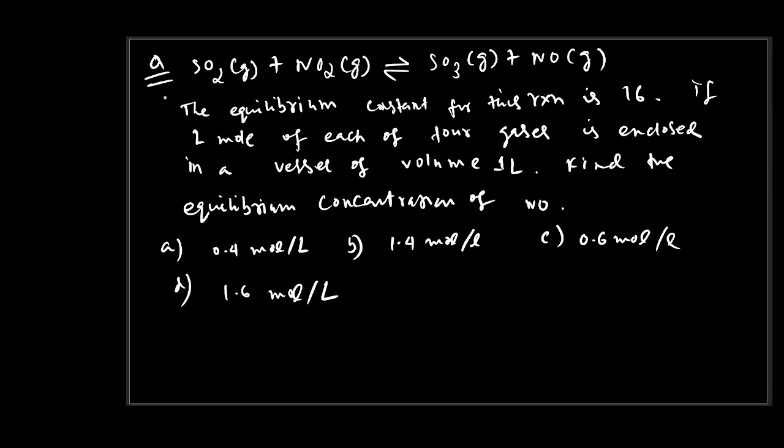They ask that SO2 and NO2 gas are going to give SO3 and NO gas. The equilibrium constant for this reaction is 16. Again, they have given the Kc and they want to ask the concentration. At equilibrium, what is the concentration of NO? So they are asking this concentration at equilibrium. So I will solve it in the next page.